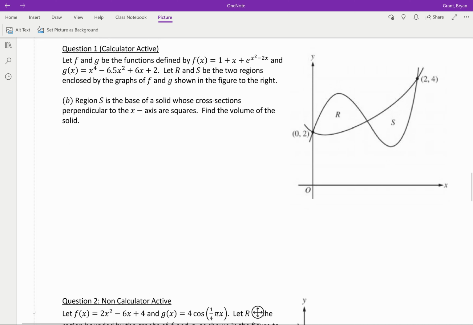First one's calculator active, and there's these two kind of aggressive equations here. I don't really like that. What are we trying to do? We're trying to find region S, that's over here, and we're trying to say that's the base of a solid. People are dancing on it. And the cross sections perpendicular to the x-axis are squares.